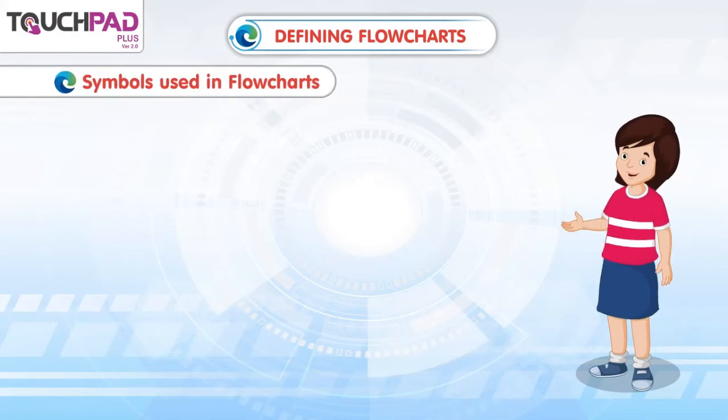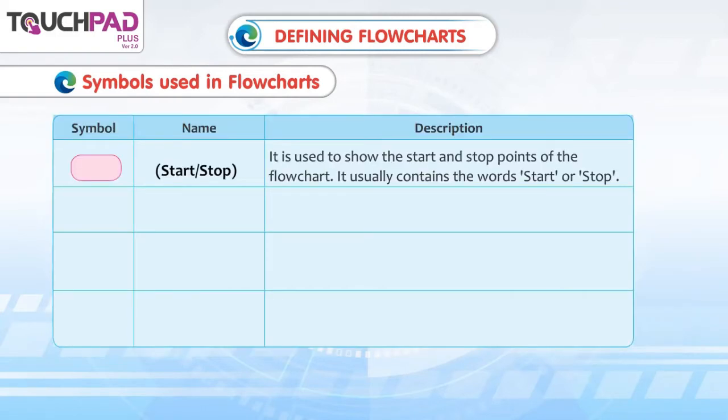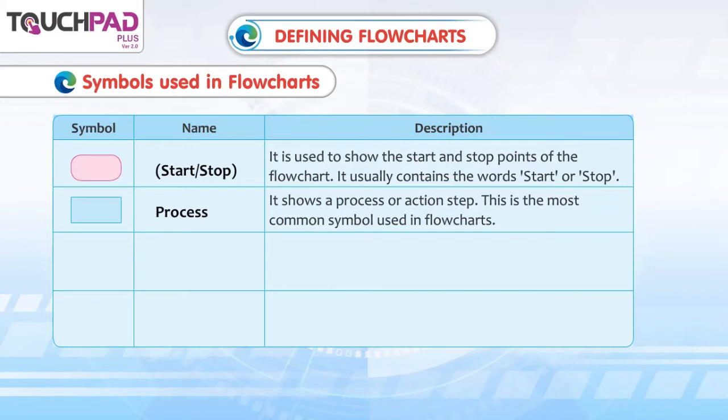Symbols used in flowcharts. Different symbols are used to draw different types of flowcharts. Let us discuss them. Start or stop. It is used to show the start and stop points of the flowchart. It usually contains the words start or stop. Process. It shows a process or action step. This is the most common symbol used in flowcharts.